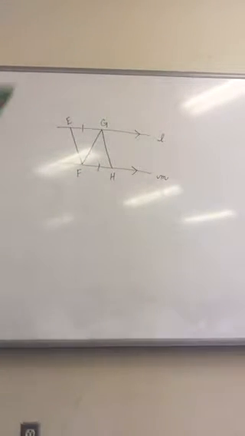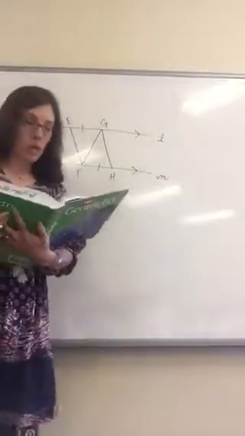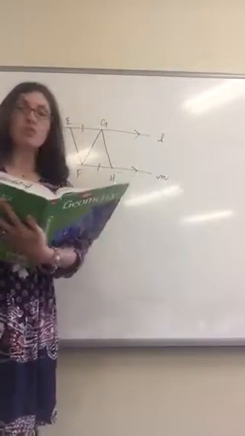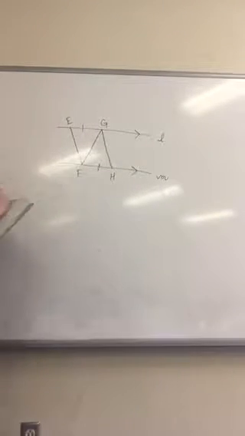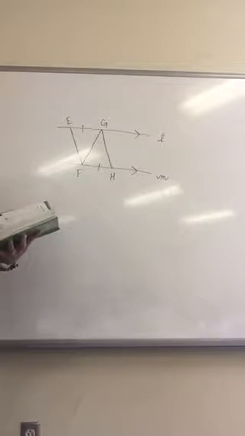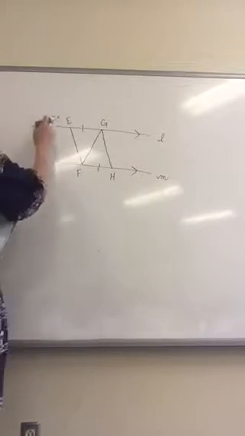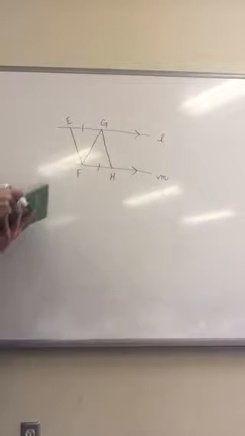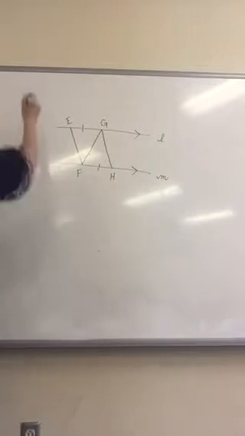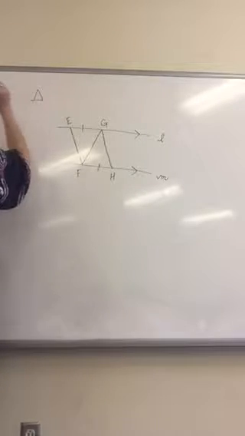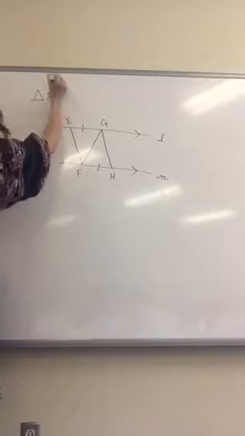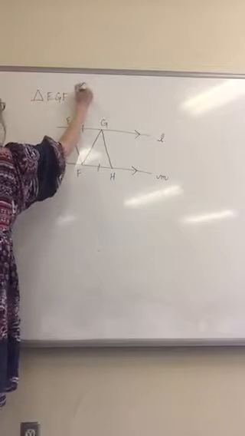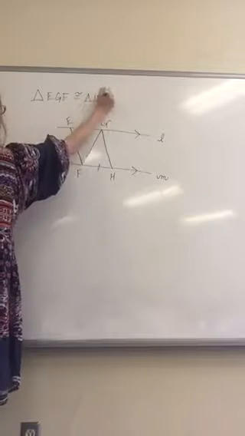Okay, so this proof, I need you to follow along in your book. It is example 4. It's on page 244, and this is the diagram. The proof tells us that L is parallel to M. You'll notice that that's drawn in the diagram. It also tells us that EG is congruent to HF. That is also drawn in the diagram. And then they want us to prove that triangle EGF is congruent to triangle HGF.